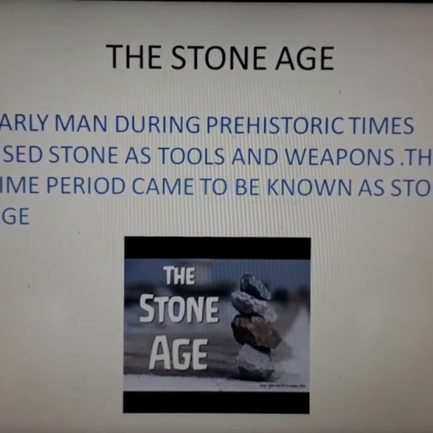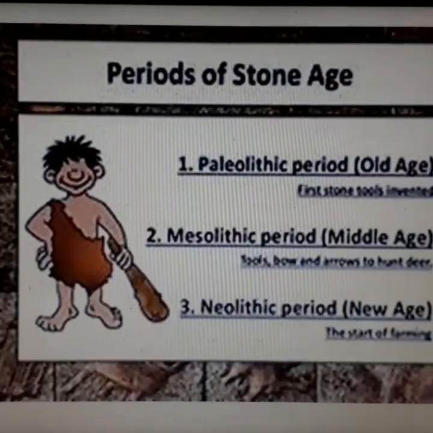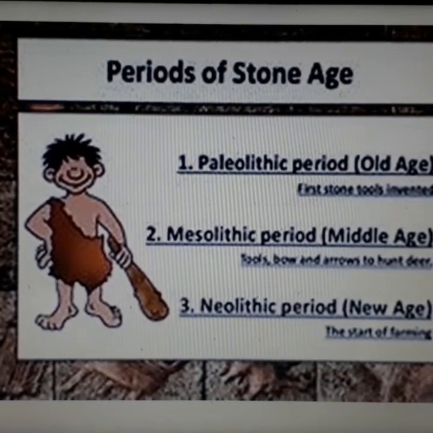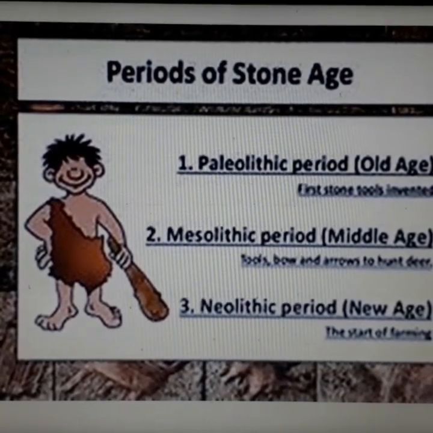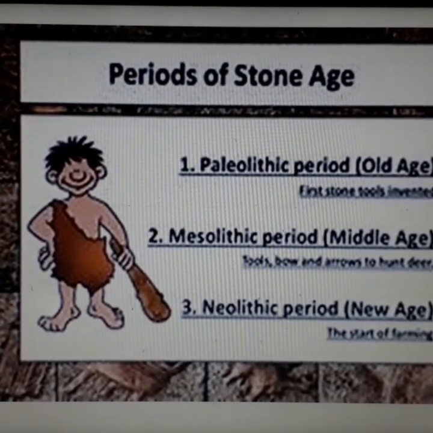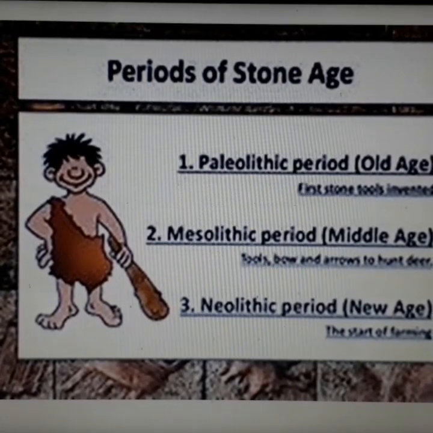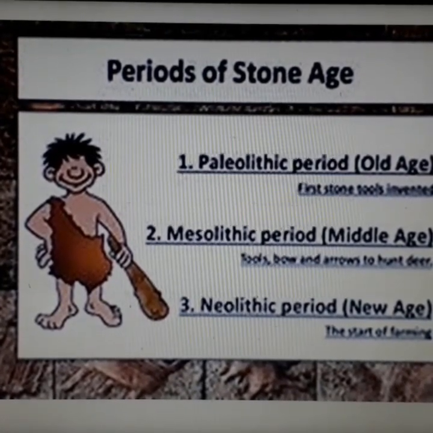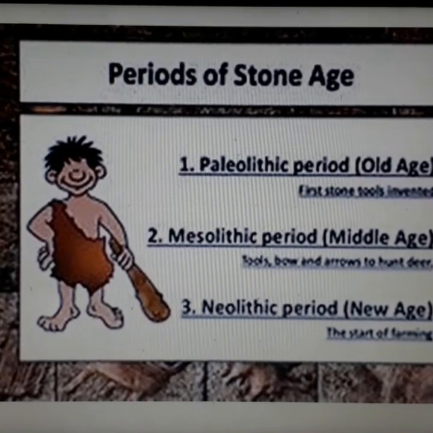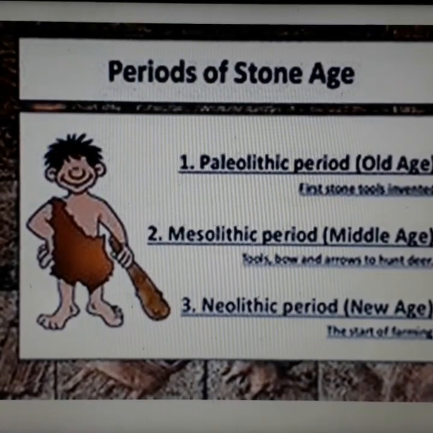This Stone Age is divided into three time periods. The first one is Paleolithic or the Old Stone Age, the second one is Mesolithic or the Middle Stone Age, and the third one is Neolithic or the New Stone Age. Today in this video we will be comparing these three time periods.